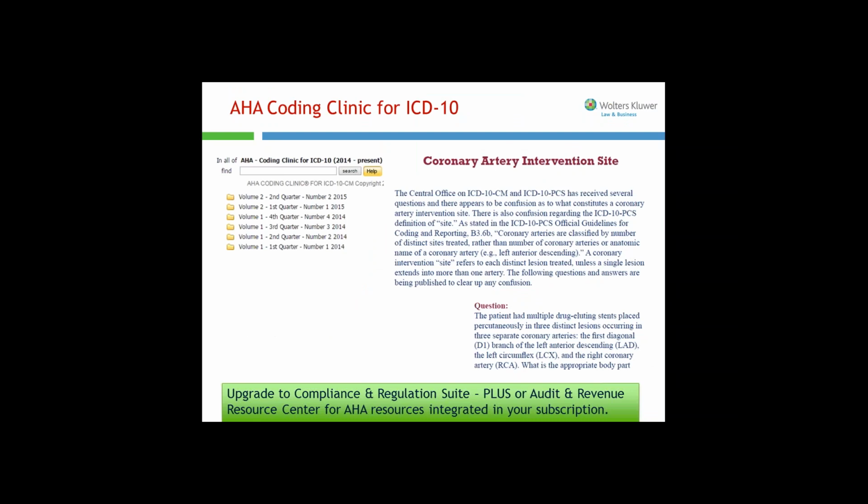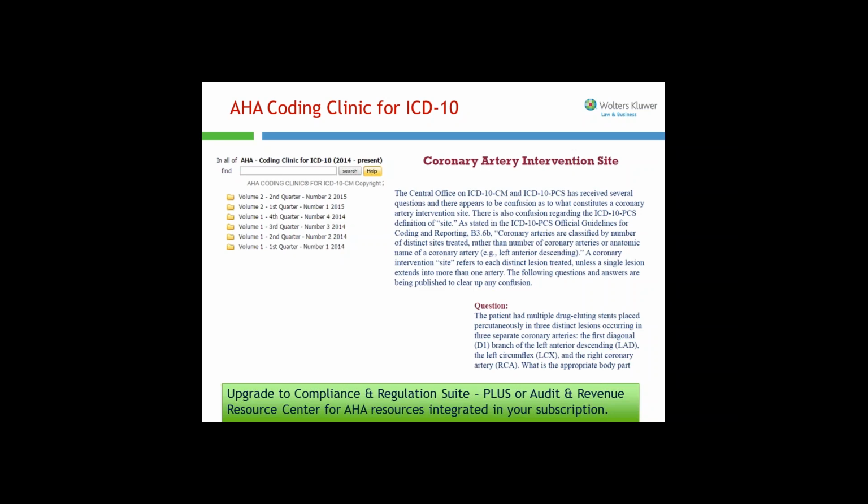And then finally, I do just want to point out that I'm going to be demonstrating from the Audit and Revenue Resource Center because it has the full set of content, but most of what I'm going to be showing you is available in all the subscriptions, with the exception of the American Hospital Association content. The top-tiered product includes the AHA Coding Clinic for ICD-10, as well as the AHA Coding Handbook for ICD-10. Under ICD-9, we all called that the Faye Brown book. And it's not written by Faye Brown anymore, but this is a very useful book.